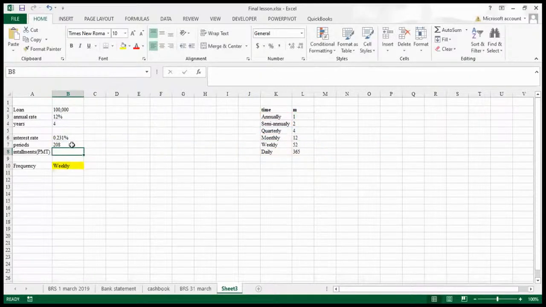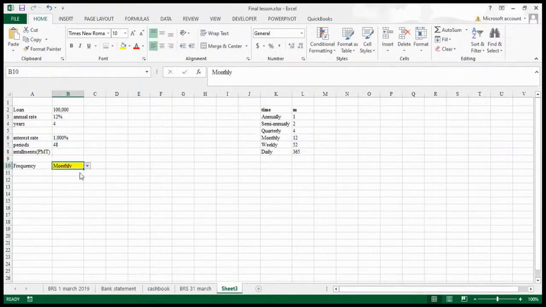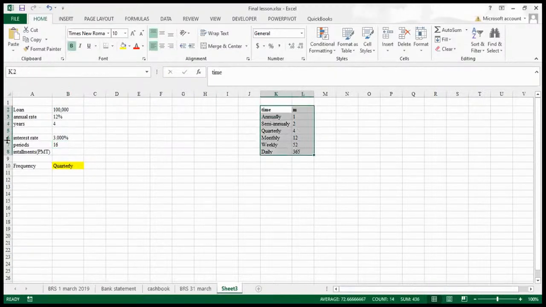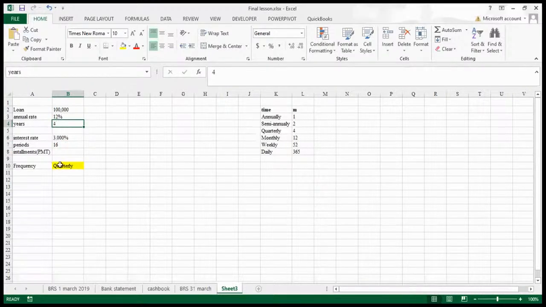when you enter, you'll be able to see that when I pick weekly with 4 years, it is taking 4, multiplying by 52, giving me 208. If I pick monthly, I expect it to give me 48. If I pick quarterly, I expect it to take 4 multiplied by 4 to give me 16. So having done that, I've now linked this with this one here. I've linked the years with the frequency.